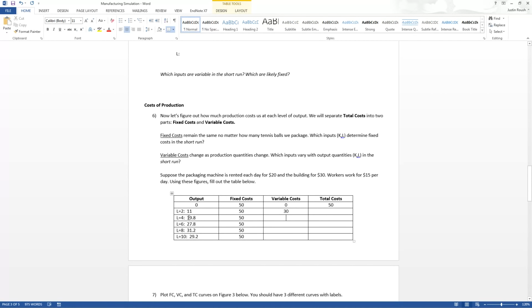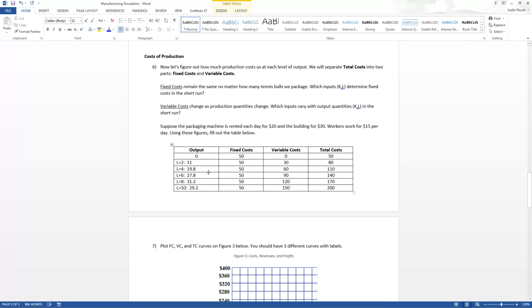Next work day, we hired 4 people, produced 19.8. 4 workers at $15 a piece, 60, right? We can see that the rest of the table fills in as follows: 90, 120, 150. Making our total costs 80, 110, 140, 170, and 200. Where all we're doing is adding fixed cost to variable cost to get total cost.